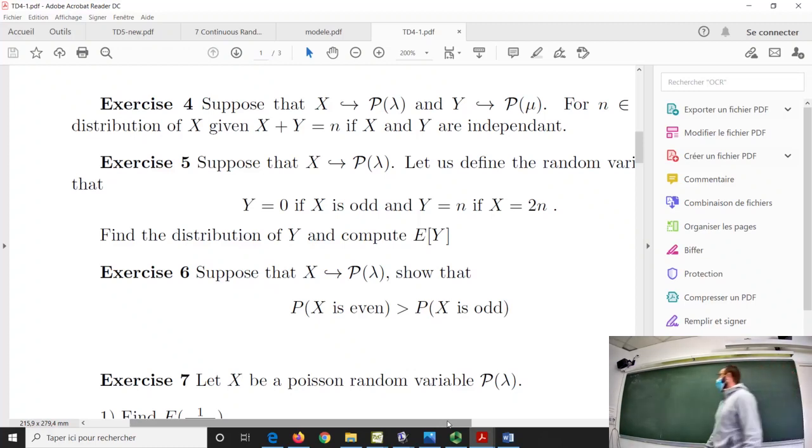Okay? So that's what I have to do. So, first, you have to know the definition of what a Poisson distribution is. If you don't know, the exercise is finished here. Okay? So if X follows a Poisson distribution of parameter lambda, lambda being strictly positive, I remind you.